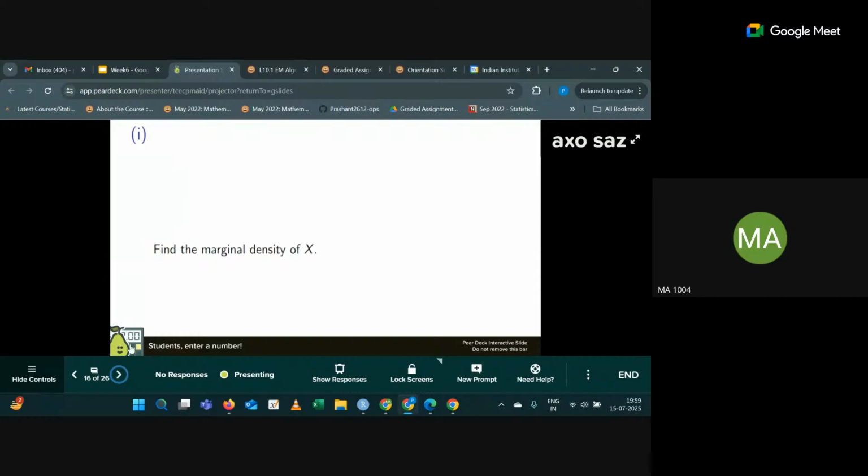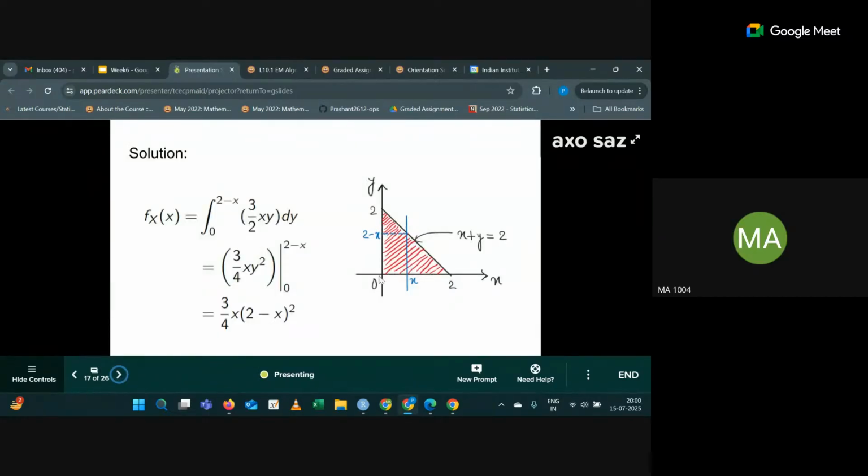First of all, you have to calculate the marginal density of x. See, x is 0 to 2, y 0 to 2, x plus y equal to 2, I can draw this, right? And the red region, x plus y less than or equal to 2, is the red region, right? Yes or no? Yes, sir.